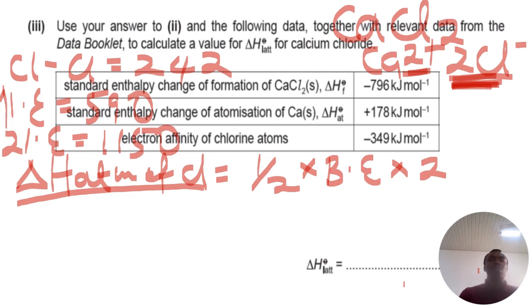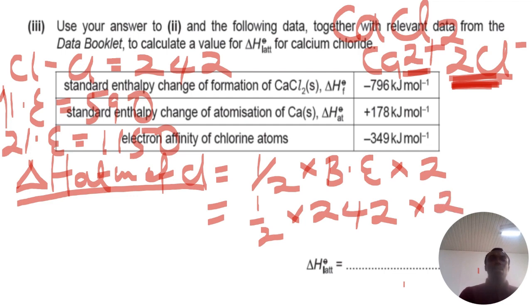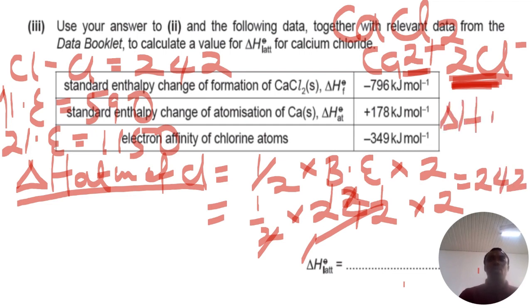1150. So these are the values we need. Let's calculate the enthalpy of atomization of chlorine, which is half times 242, then times 2. So multiply by 2, you still get 242. So the enthalpy of atomization of chlorine is equal to 242. So we now have all the values we need.